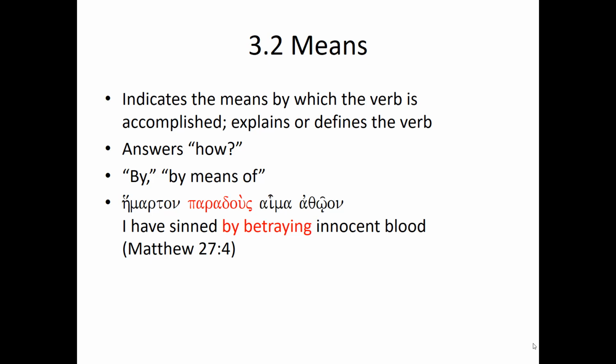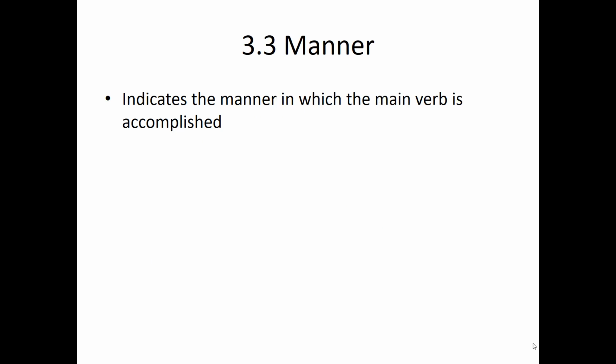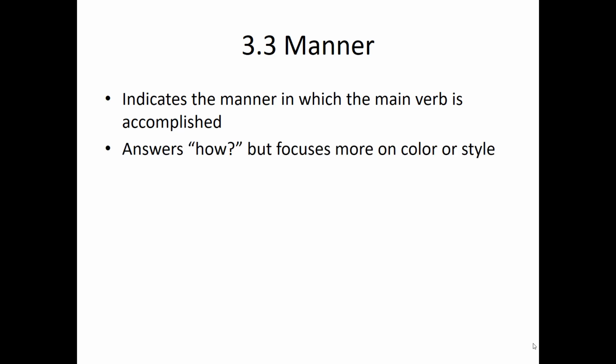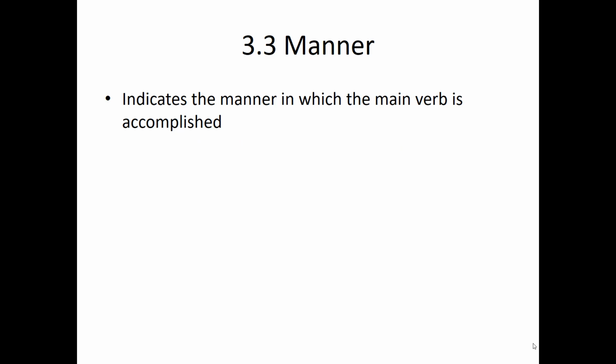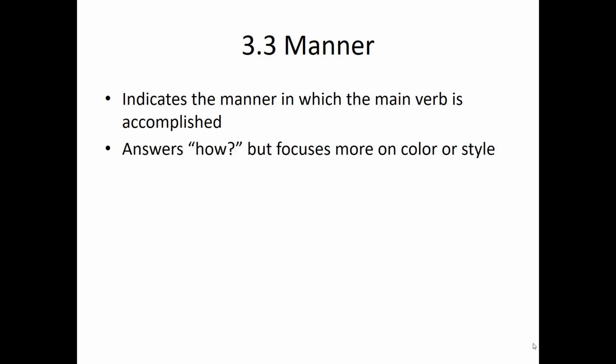I have sinned. How? By betraying innocent blood. So see if the participle answers this how question. By means of what? If it answers the how question, it can be means. A similar one is called manner. This tells you the manner in which something was accomplished, not the means by which something is accomplished. It still answers the how question, but this one is more of the manner in which something is done, the flavor, the color, the style. It is less common than means.